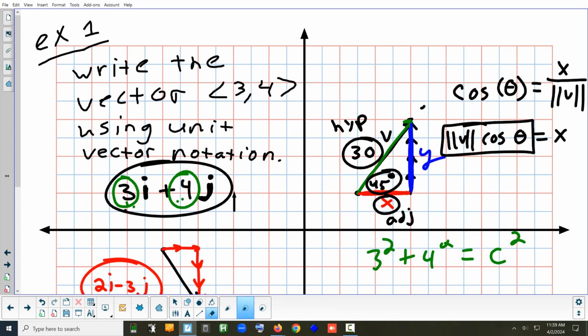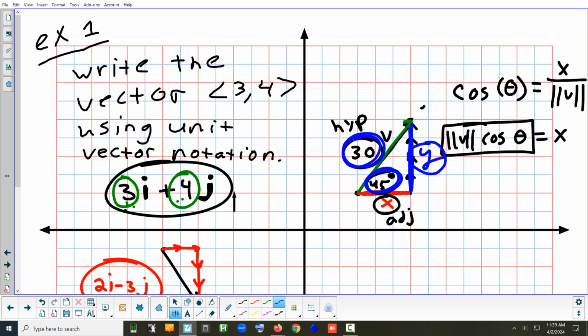All right, now let's do the same thing for the y. Okay, so now focus on what I'm circling in blue. Just look at the three things circled in blue. What side is y relative to 45?